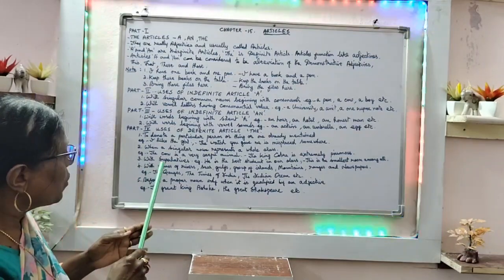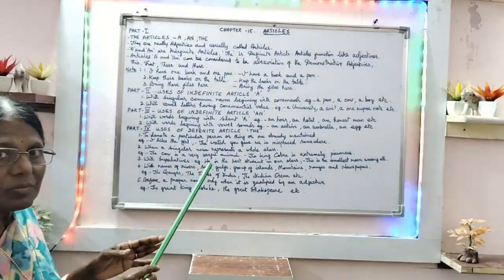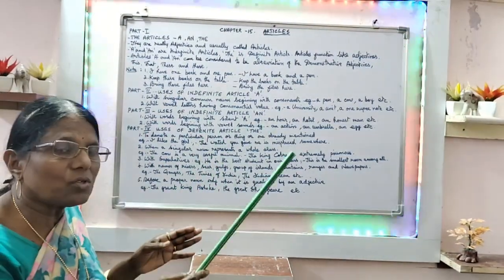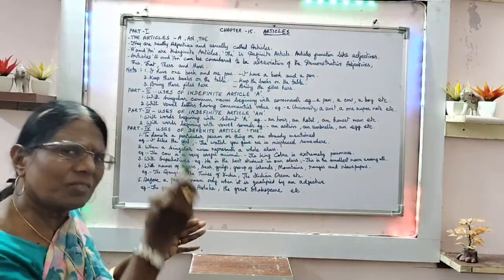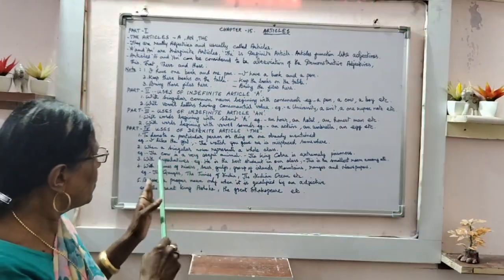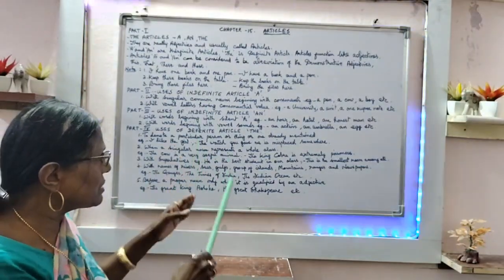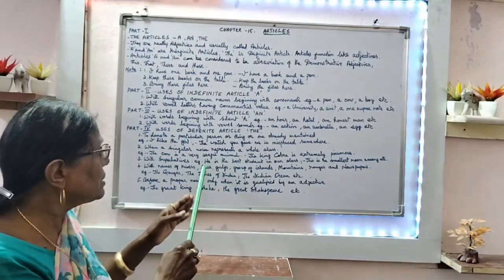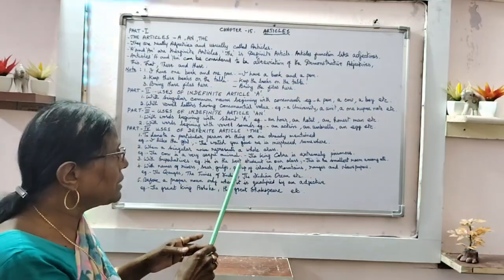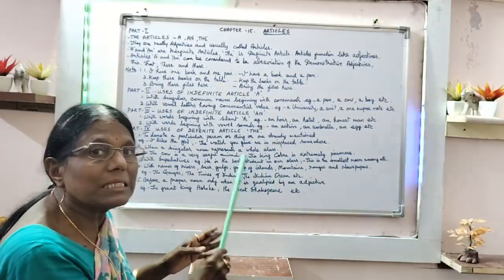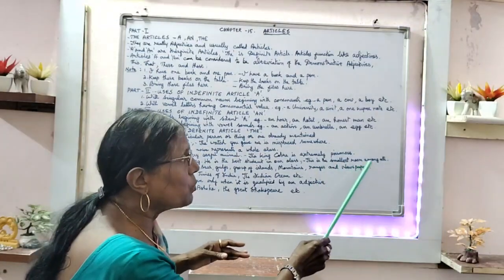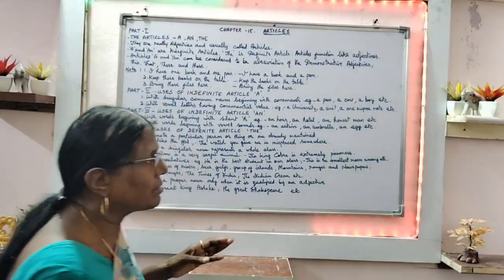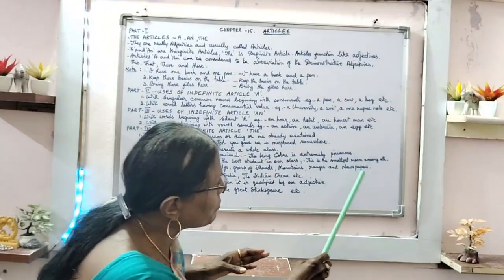The next is with superlatives. Degrees of comparison I have already taught. With the superlative degree, the is used. We have already come across this. Now, in articles where we use the, it is given. He is the best student in our class. The best. This is the smallest room among all. Smallest room among all.